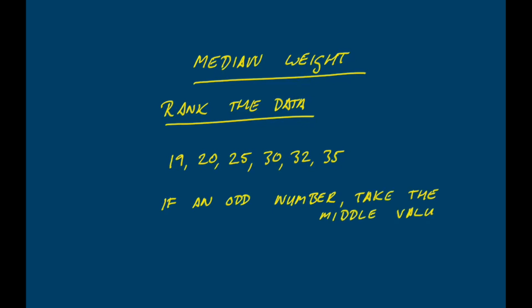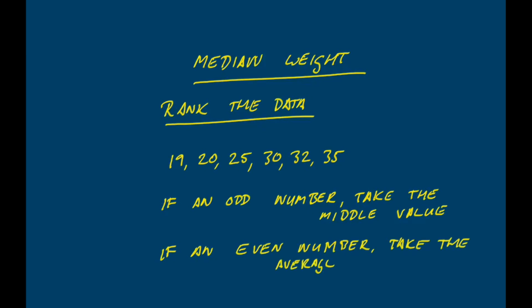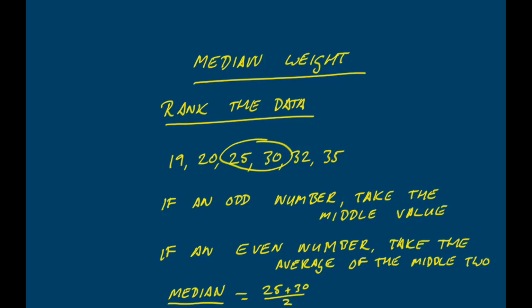If you've got an odd number, you take the middle value. If you've got an even number, you take the middle 2 values and you take the average of those 2 numbers. So in this case, our middle 2 numbers are 25 and 30. So we take the average of 25 and 30, which is equal to 27.5. So that's the median for our data.